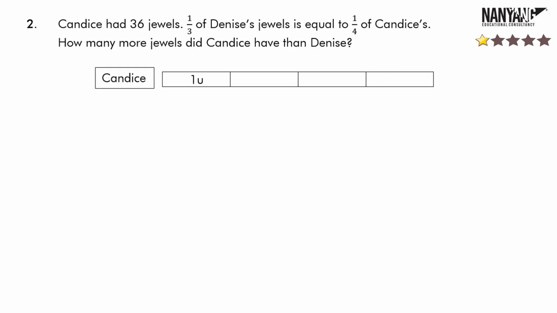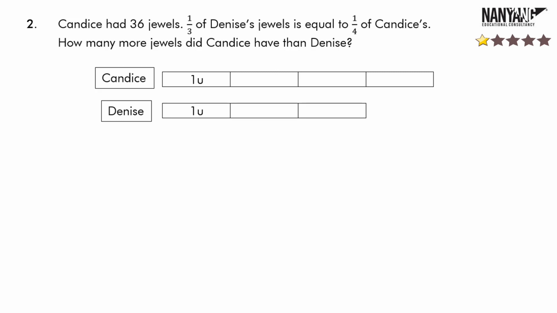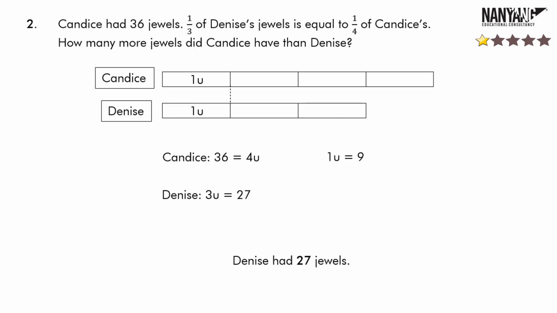Alright, so our first step is to draw the model for Candace and Denise. 1/3 of Denise is equals to 1/4 of Candace, which would be 1 unit. So Candace will have 4 units in total, and Denise will have 3 units in total. So now, we can find that Candace's 36 is 4 units. So 1 unit is equals to 9. Denise has 3 units, which is equals to 9 times 3, and that will give us 27. So that's our answer. Denise had 27 jewels.